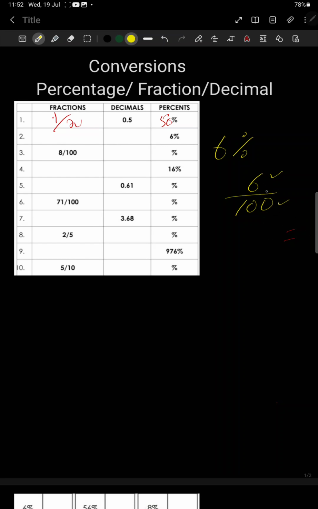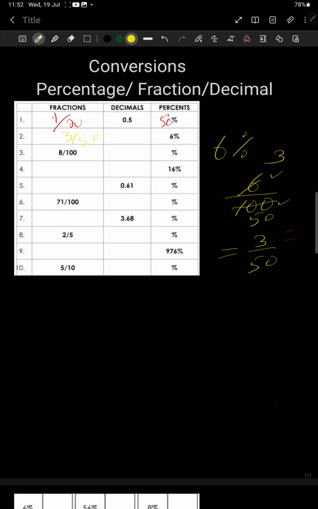Now I can convert this fraction into a decimal as well, and into the simplest form as well. If I convert it into the simplest form, it is going to be cancelled out by the common factor 2. 2 threes are 6, 2 fifties are 100. So it will be 3 by 50. So in the fraction column, it will be 3 by 50.